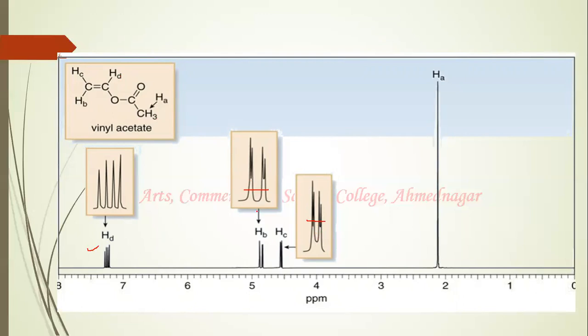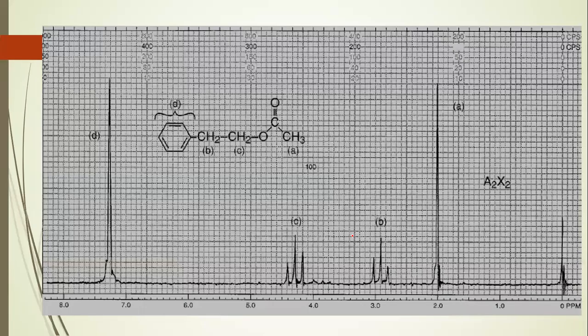Actually this is only one signal, a doublet of a doublet. This is also a doublet of a doublet, and this is also a doublet of a doublet, but all three doublet of doublets do not have the same appearance. So now you must have noticed, what is the reason for this? The reason is that the chemical shift values and the coupling constant values are going to complicate the spectra.